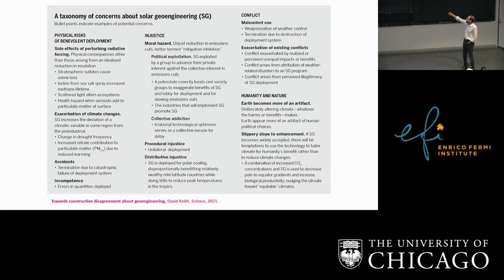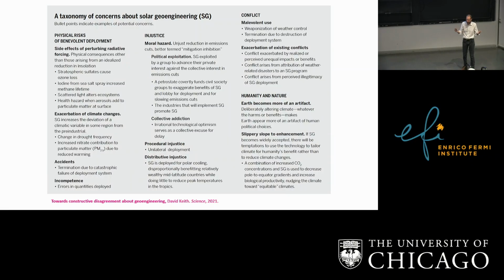There's also different kinds of injustice. Again, we're going to get most of this in the last lecture, but I just want to throw it up here. There's kind of political exploitation. That's where fossil-rich nations or fossil fuel companies might overstate how well sunlight reflection works and argue that means they don't need to cut emissions. There's a kind of collective addiction process, which is just that for all of us, sunlight reflection in the short term always looks good. In the long term, not so much.